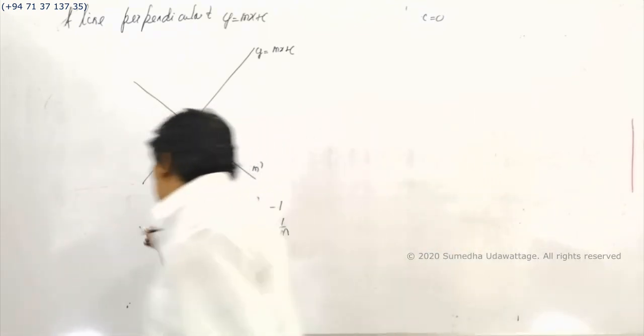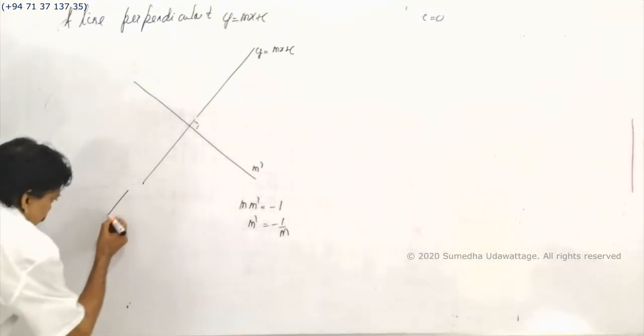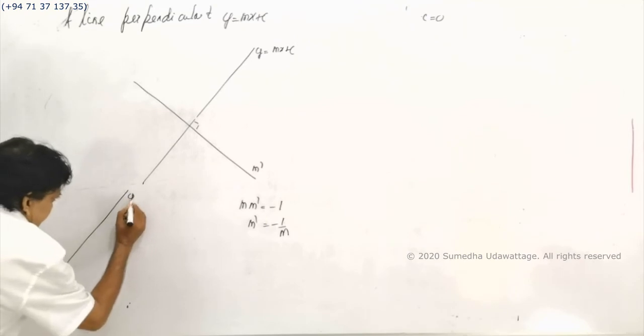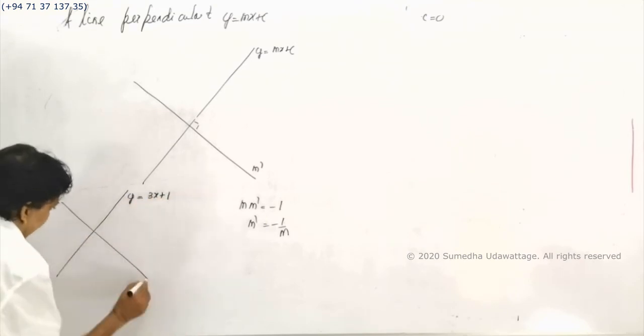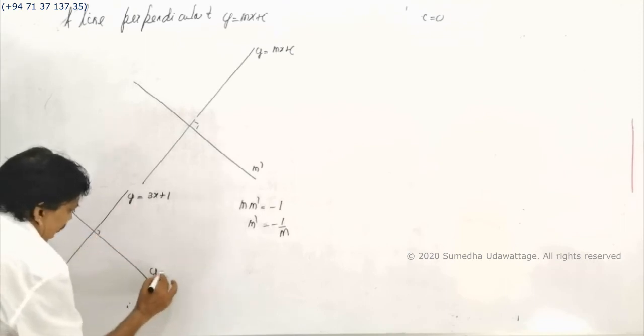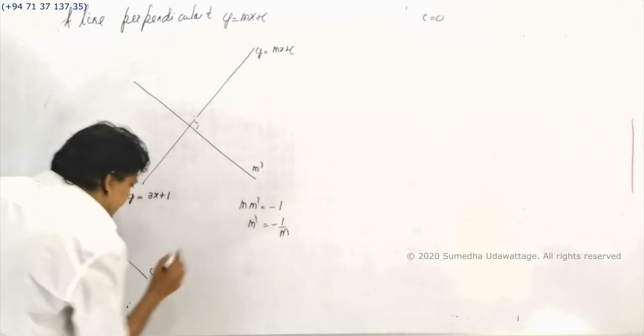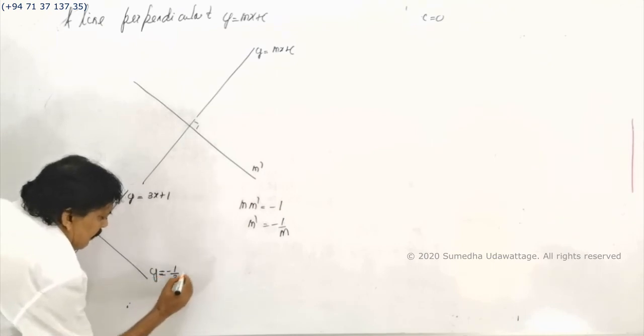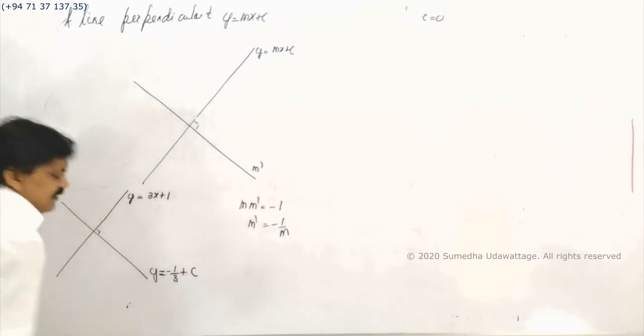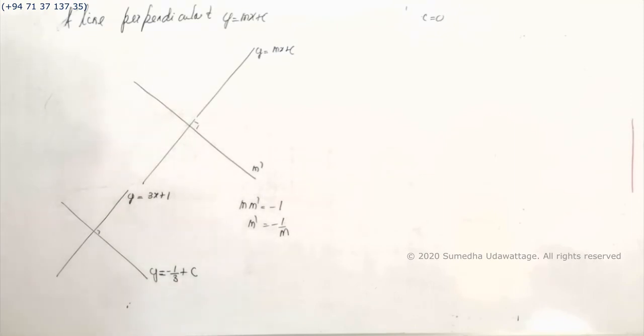That is, if you consider a line of the form y is equal to 3x plus 1, a line perpendicular would be y is equal to, you take the reciprocal and take the minus value, minus 1 over 3 x, plus some value c. C has to be found.